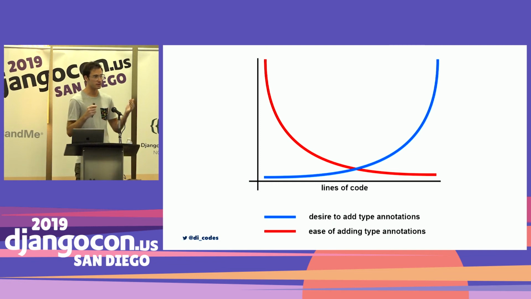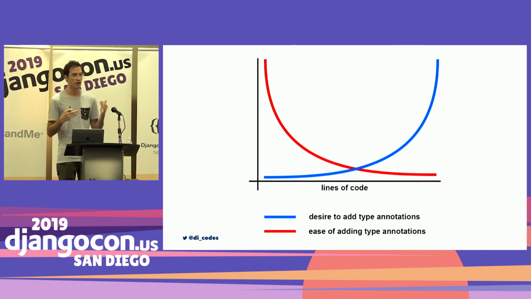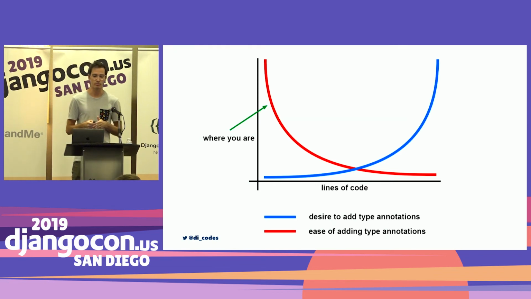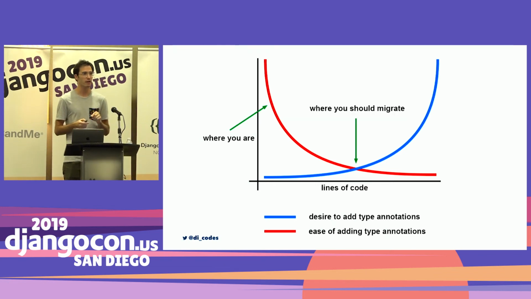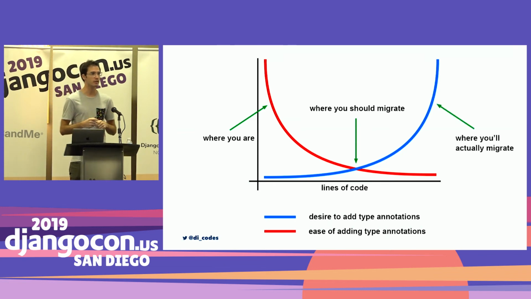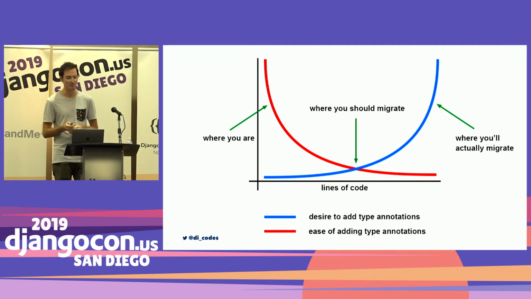So basically, there's this graph that you can imagine, where as your lines of code go up, your desire to add type annotations increases, but the ease of adding it goes down. So you're all probably here, maybe. You should migrate and add static typing probably about here in the graph. That's when it's easiest. This is when you're probably going to do it, but that's OK. You'll still be able to do it anyway.